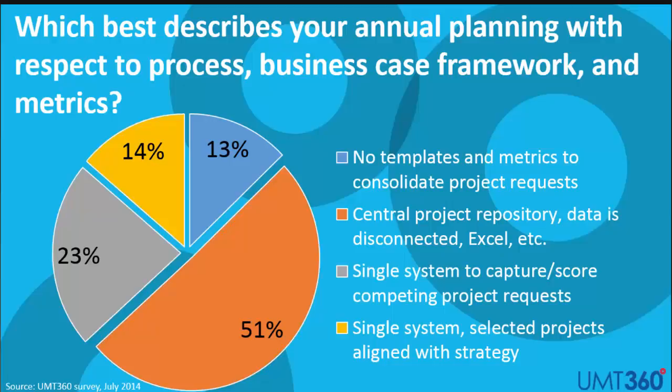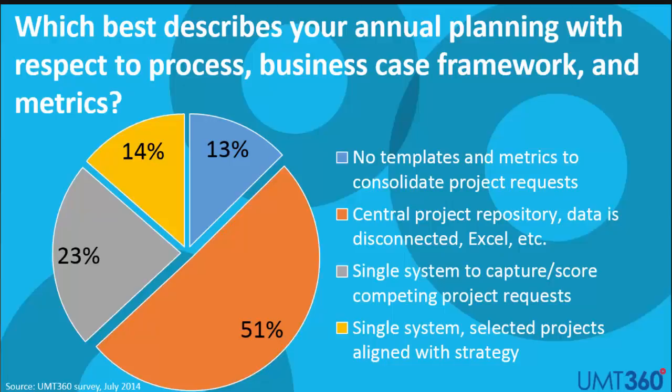Around 13% had no templates and metrics and no ability to consolidate project requests. 51% had a central project repository, but the data was disconnected and being managed in multiple sources. 23% had a single system to capture all requests and were able to prioritize projects effectively. But only 14% were really relying on what I would consider best practice portfolio optimization techniques to select the best projects from a wish list.